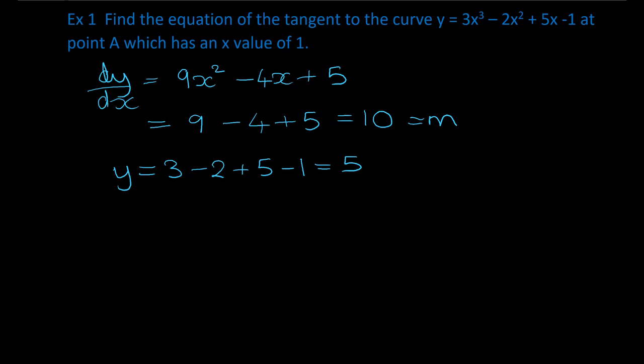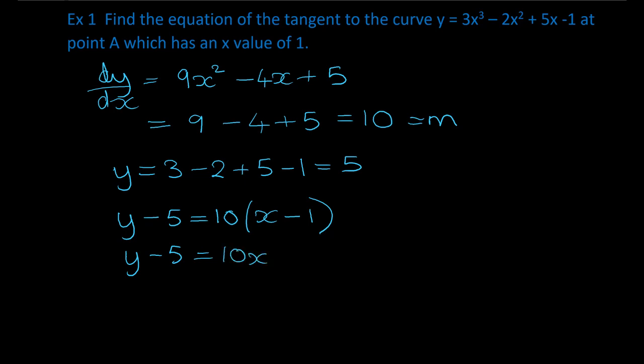So now we've got all the information we need. We're going to put that into y minus y1, which is our 5, equals our m, which is 10, times (x minus 1). So let's tidy that up. So we've got y minus 5 equals 10x minus 10. So that will lead us to y equals 10x minus 5.